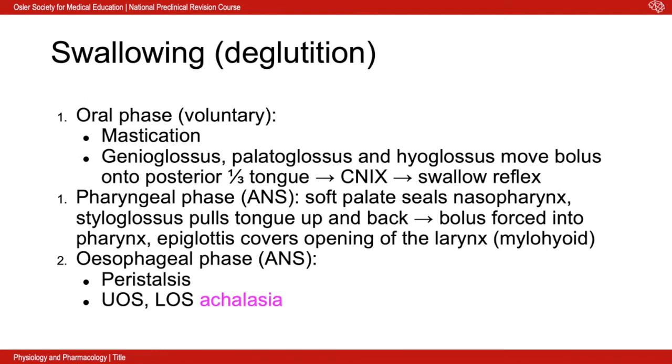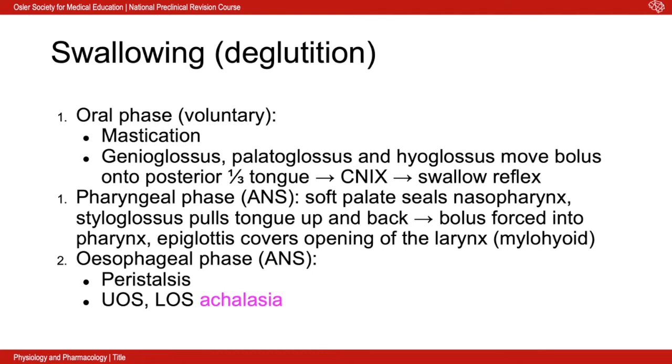And peristalsis is the classic wave-like motion and contraction of the circular and longitudinal muscles, which propels food in one direction down into the stomach. And if you're ever talking about this in an essay, don't forget to mention the upper esophageal sphincter at the top of the esophagus and the lower esophageal sphincter at the bottom of the esophagus.